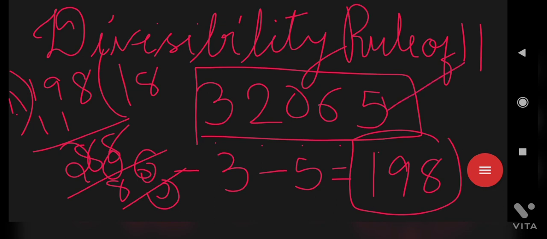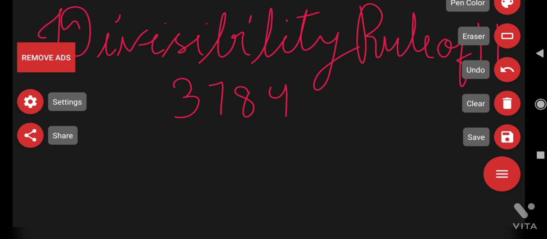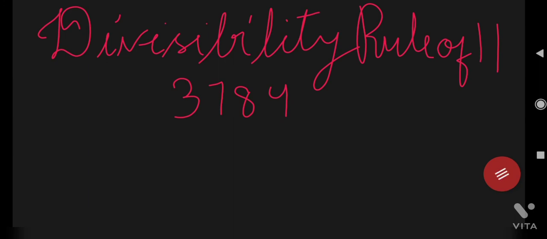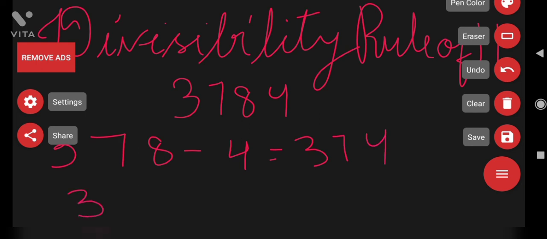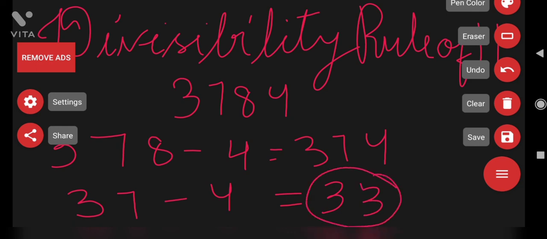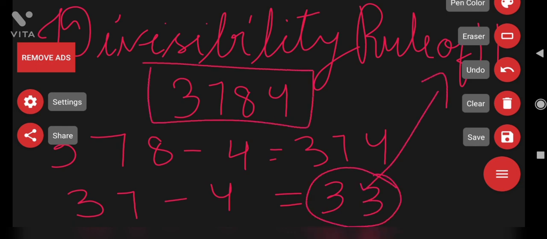One more easy method is also there. The easiest method I am telling you: subtract the last digit of the number from the rest of the number, and if the resultant is a multiple of 11, then it is divisible. For example, let us try this example. 3784. So last digit 4, 378 minus 4 is 374. So 37 minus 4 is 33. So 33 is a multiple of 11, hence this number is divisible by 11.